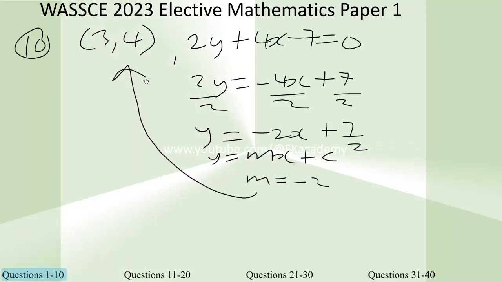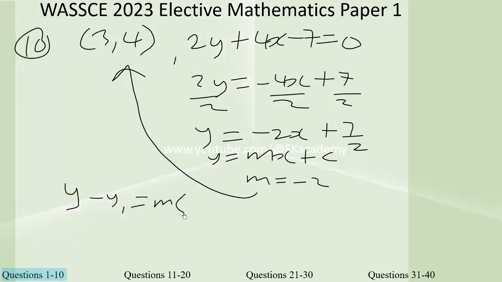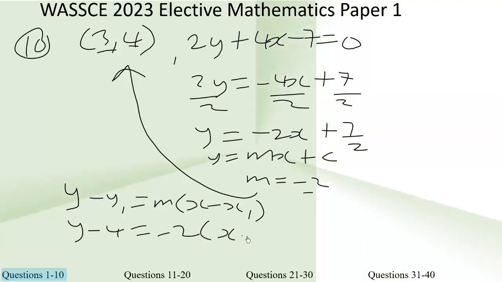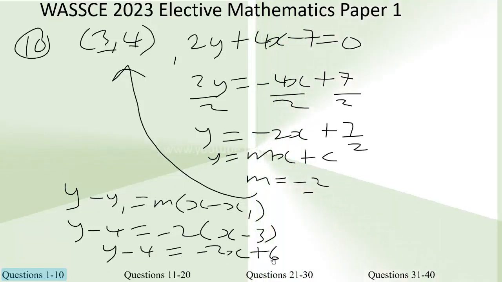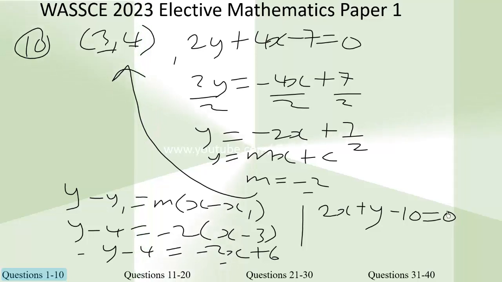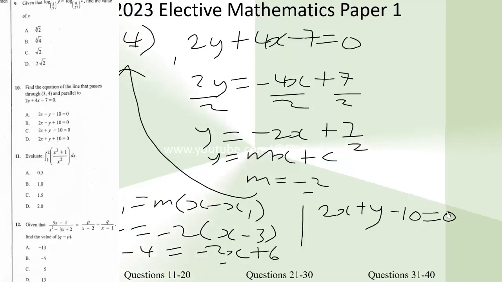So using this slope and the point, y minus y1 is equal to m into bracket x minus x1. So this is our x1, this is our y1. So y minus 4 is equal to m, which is negative 2, times x minus 3. So we get y minus 4 is equal to negative 2x plus 6. And we bring the 2x to this side, we get 2x plus y, and then we have negative 4 minus 6, which will give us negative 10, is equal to 0. So the correct answer is option C.